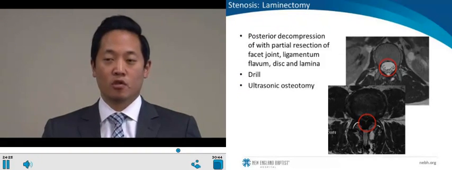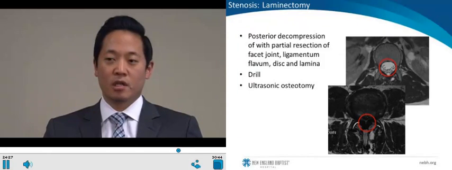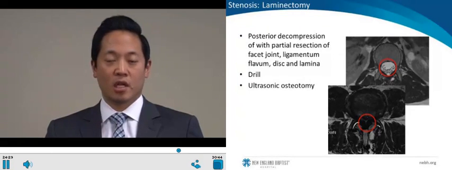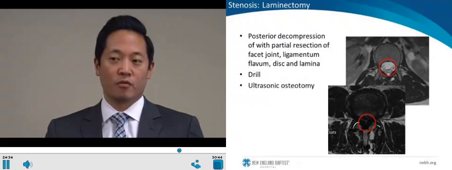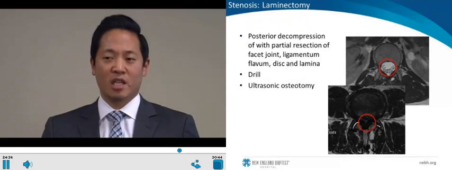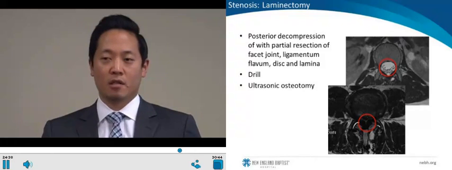This can be done with a drill traditionally. More recently, newer technologies such as ultrasonic osteotomies can be performed, which provide more precise cutting as well as a hemostatic effect along the cut bone.